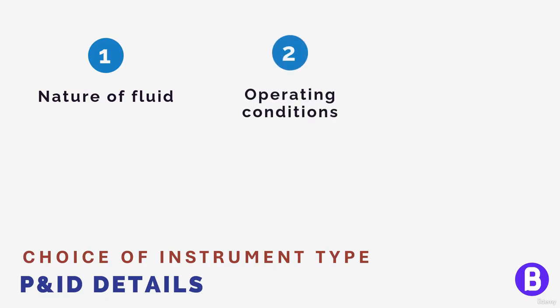The choice of the flow element type, or in general any instrument type, depends on many factors such as the nature of the fluid, whether the fluid is clean or fouling or viscous or corrosive. These parameters highly affect the choice of the instrument type. The instrument type also depends on process conditions like pressure or temperature. So some instruments work well at high temperatures or pressures, others may work at lower values. So this is an important factor here.